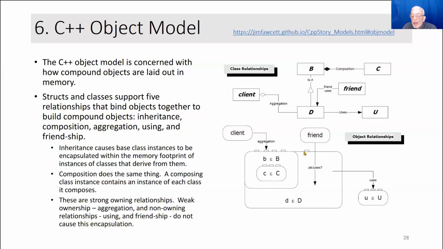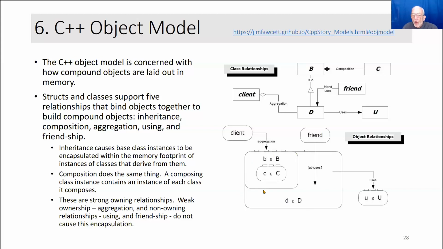This bump over here says that D is free to create additional member functions that aren't part of the B class if it chooses to. And the client, because it has an aggregation relationship to D, there's no overlapping of the memory footprints of the client, the friend, or U. But this has very strong effects on the behavior of the classes, and we need to understand how this works.